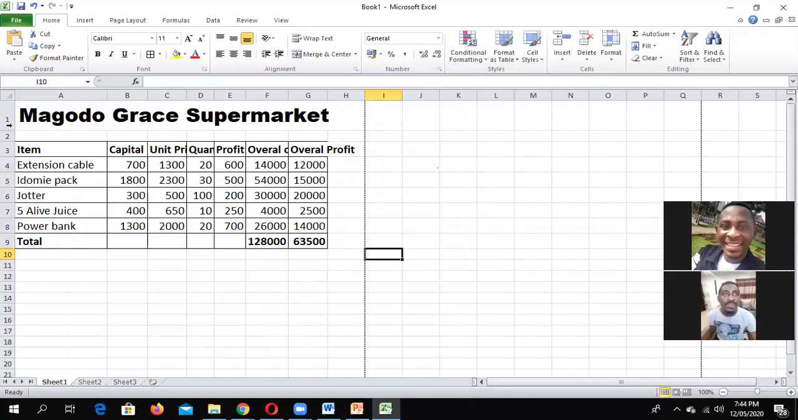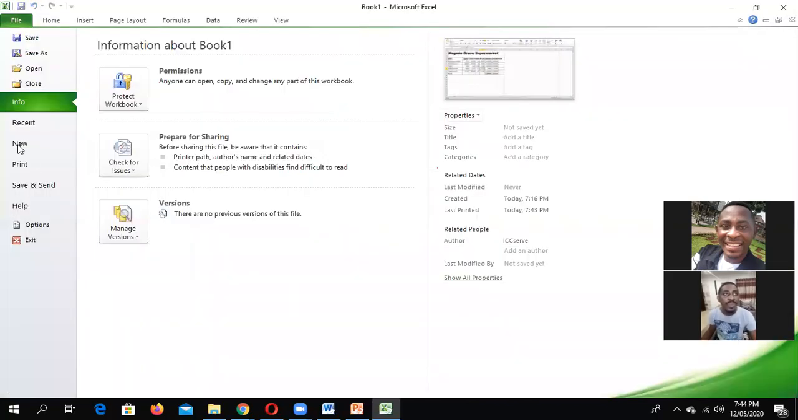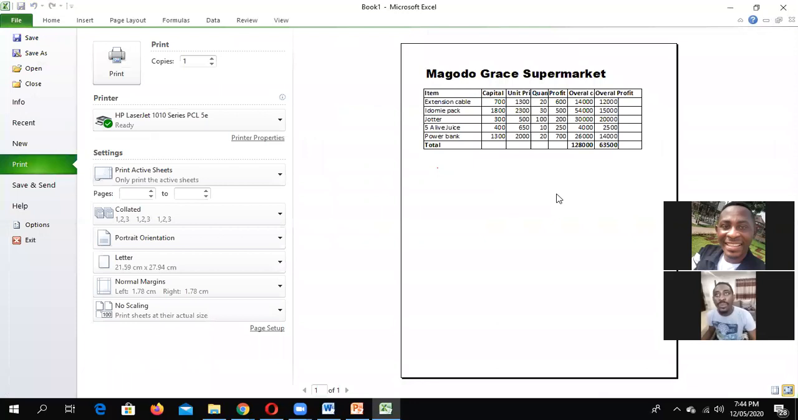So let's go back to add the border. Let's check the print preview right now. You can see all our work is showing right now.